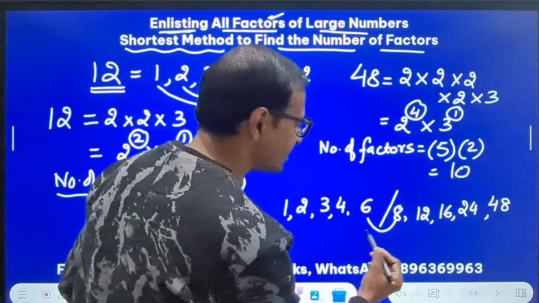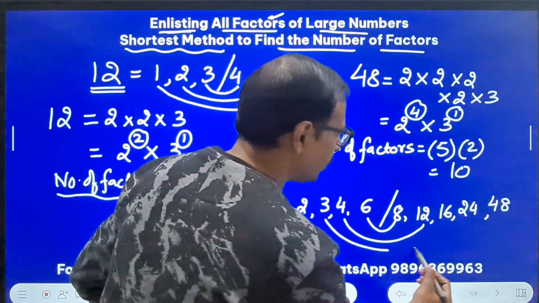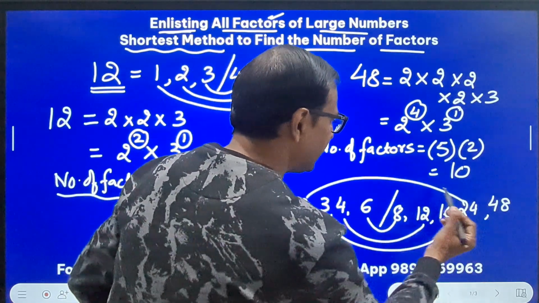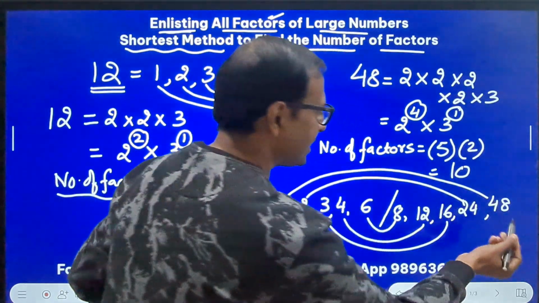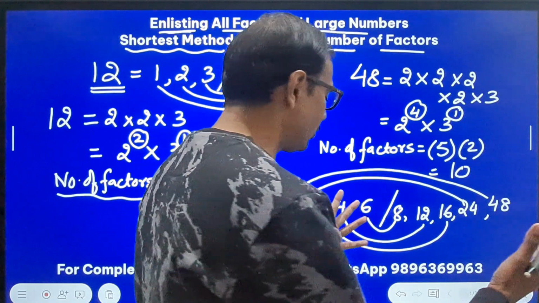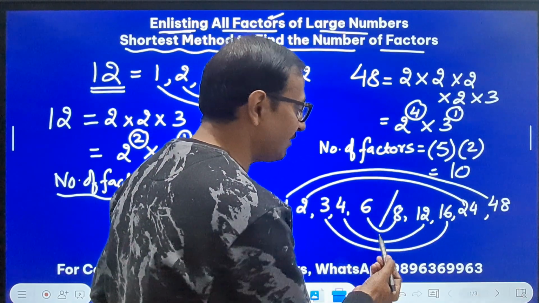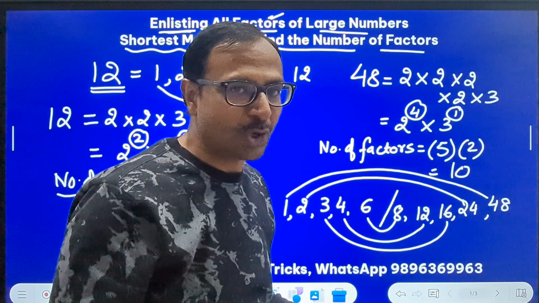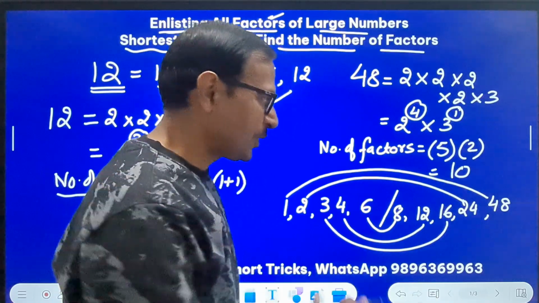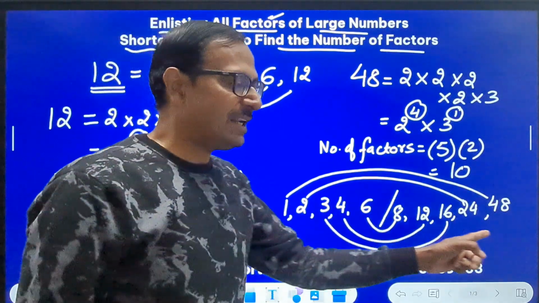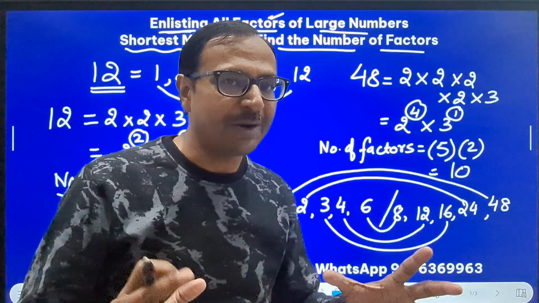So you can see pairs. All of these are going to get multiplied and give you 48 as the result, and you're not going to miss out anything. 6 and 8 has a 7 between them, and 7 does not divide 48, right? So the 10 factors have been enlisted without any error.